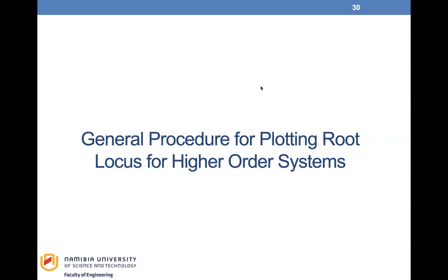In both cases, we needed the factorized form of the denominator of the closed-loop transfer function to plot the root locus for various gains. For systems of higher order, say 5th or 10th order, this will be near impossible. Now, I would like to provide a more general procedure for plotting the root locus for higher order systems. First, we will explore the properties of the root locus that will enable us to sketch the root locus for higher order systems without having to factor the denominator of the closed loop transfer function.